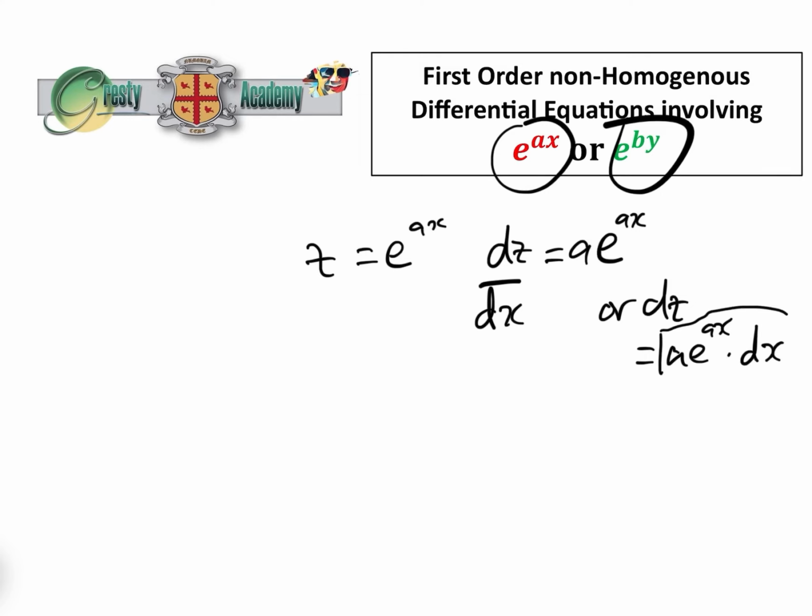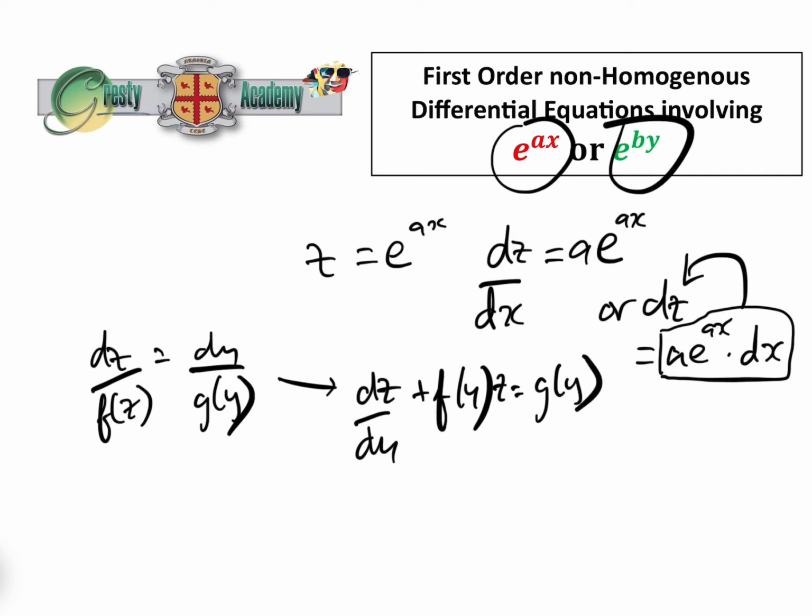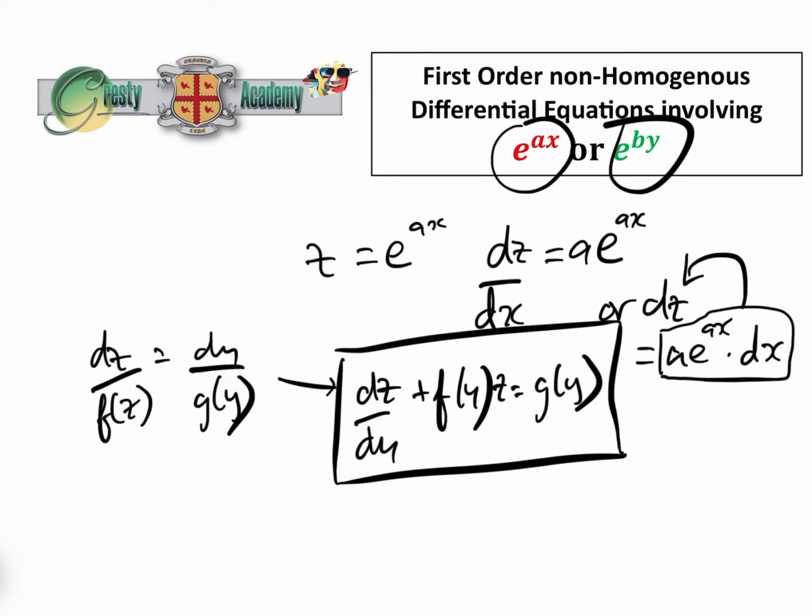Then we replace this in the equation by dz, and we end up with an equation in dz where hopefully it would be of the form dz over f of z equals dy over g of y, which is separation of variables, or it would end up in the form dz/dy plus f of y z equals g of y, which is the first order non-homogeneous differential equation, where we know how to solve that one. We've done a video on that previously. Okay, so let's have a look at the 3 questions then.